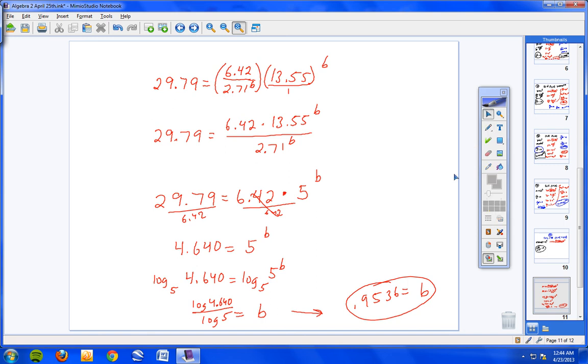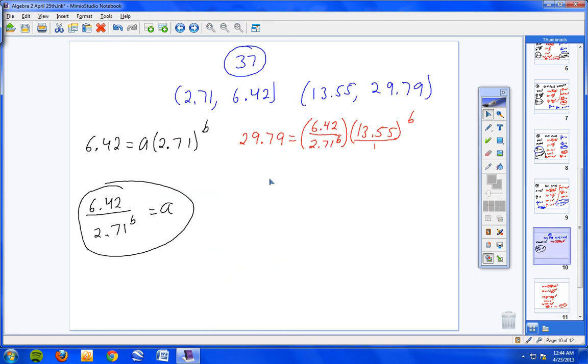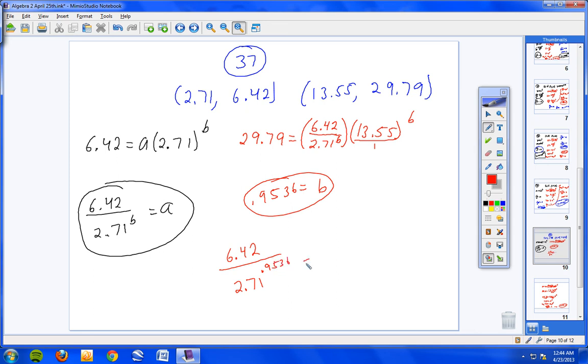And now let's take that B right there and let's go back here. And here's B right here. And so now we can take this B and substitute it right here for this B, and we'll get out our A. So I would have, it'll be really big, 6.42 over 2.71 to the 0.9536 power equals A. All right.